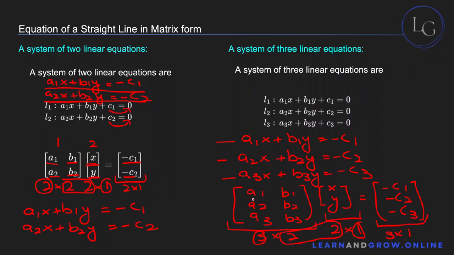And again, A1x plus B1y must be equal to minus C1. We have the first equation. A2x plus B2y must be equal to minus C2. That is indeed the second equation, and similarly we have the third equation, A3x plus B3y is equal to minus C3. And this is just how you simplify linear equations, by converting them into matrices.